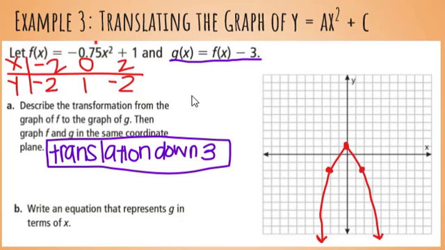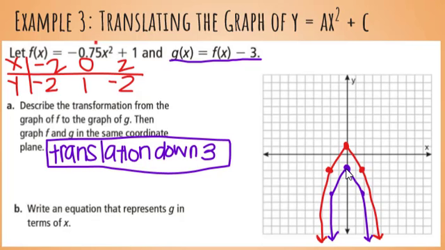So now I need to graph g of x, and g of x has a translation of down 3. So I can take each of these points and move them down 3 units. So here's my new vertex, and then I'm going to move these side points down 3 units as well. And so now I can draw in my new translated parabola that went down 3 units. So this purple graph is the graph of g of x.